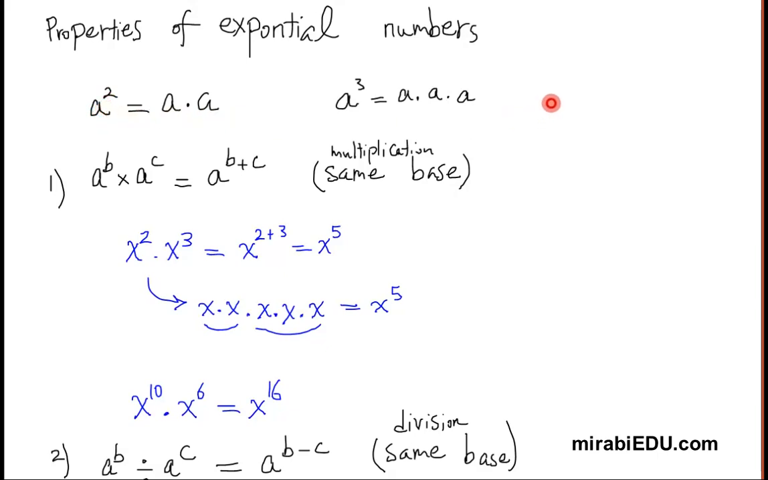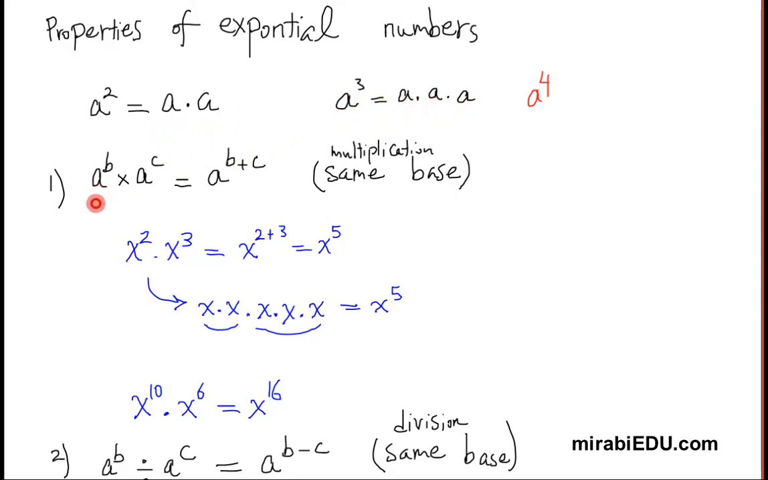Higher powers are read like this. For example, a to the 4 is read a to the 4, or can be read as a to the 4th power as well. Here is a to the 3rd power, or a cubed, which means a number multiplied by itself 3 times, so a times a times a. This is the definition of power.